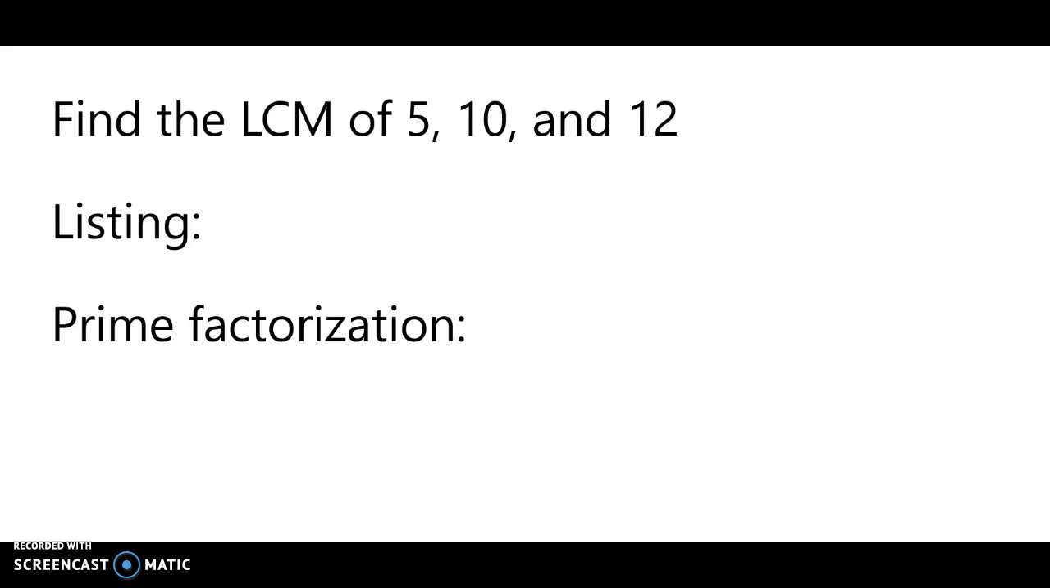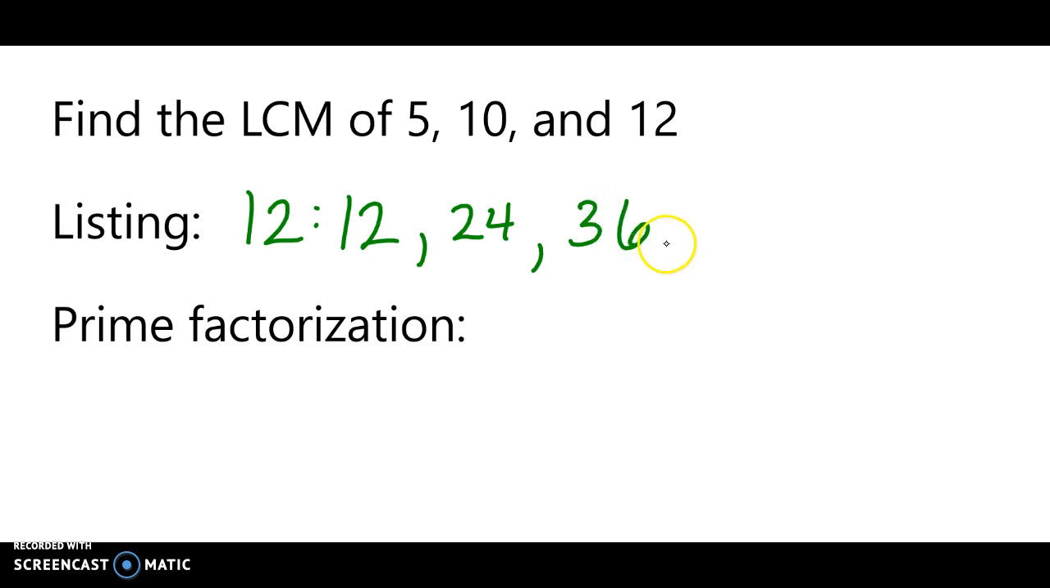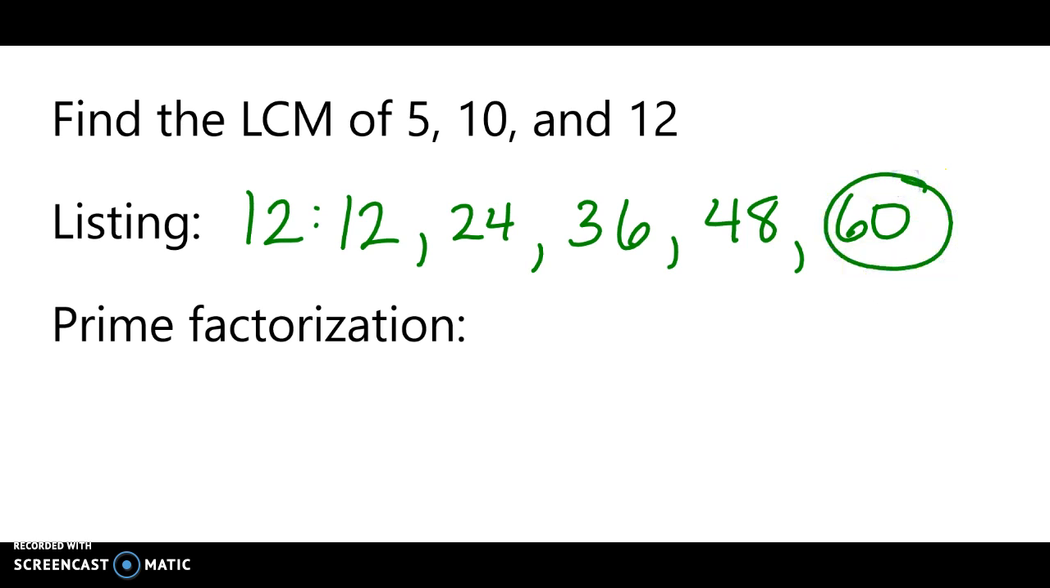So if we were to list, let's start with the biggest number. So first multiple is 12. They don't go into 12. Then 24. They don't go into 24. Then 36. They don't go into 36. Then 48, they don't go into 48. Then 60, they do both go into 60.